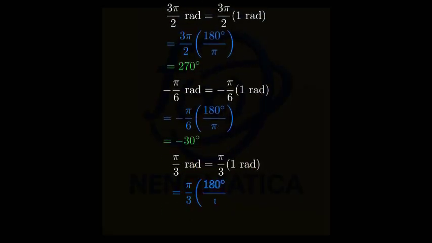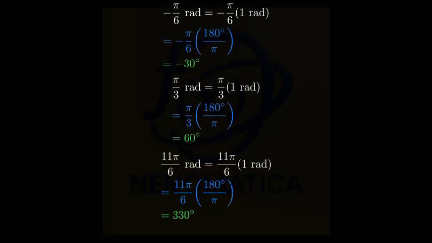Example 5. Pi over 3 radians. Multiply by 180 over pi to get 60 degrees. Example 6. 11 pi over 6 radians. The conversion gives 330 degrees, a quarter turn shy of a full rotation.